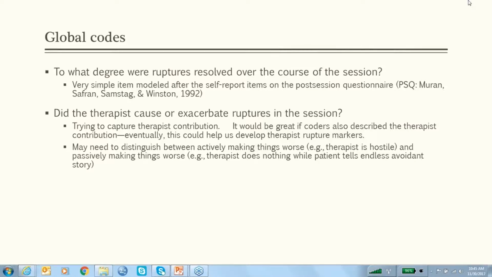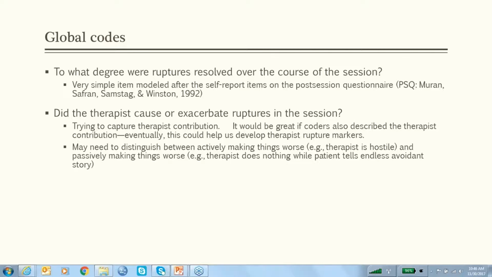In addition to those significance ratings, there are 2 more global ratings that people make at the end of the session. To what degree were ruptures resolved over the course of the session? This is a very simple item modeled after the self-report items on the post-session questionnaire used at the Brief Psychotherapy Research Program at Beth Israel. And this is really the only place on the form to mark whether resolution happened or whether resolution strategies were used successfully, as you'll see in a moment when I talk about the resolution strategies. So it's a very simple item, and that may need further refinement in the future.